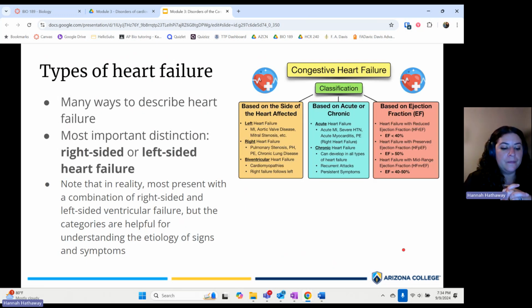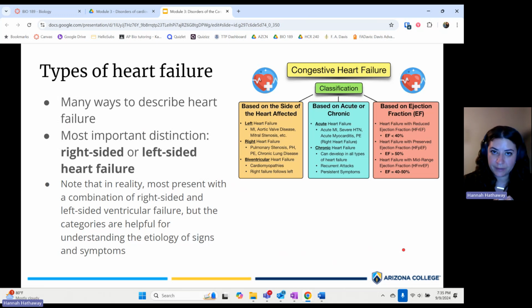Okay, so there are lots of different types of heart failure. Your textbook talks about lots and lots of different categories. There are many different ways that we can talk about how the heart is not doing what it's supposed to do. For the midterm, the most important thing for you to understand is the difference between right-sided and left-sided heart failure. So right-sided meaning specifically the issue has originated with the right side of the heart. Left side, the issue originated with the left side of the heart.